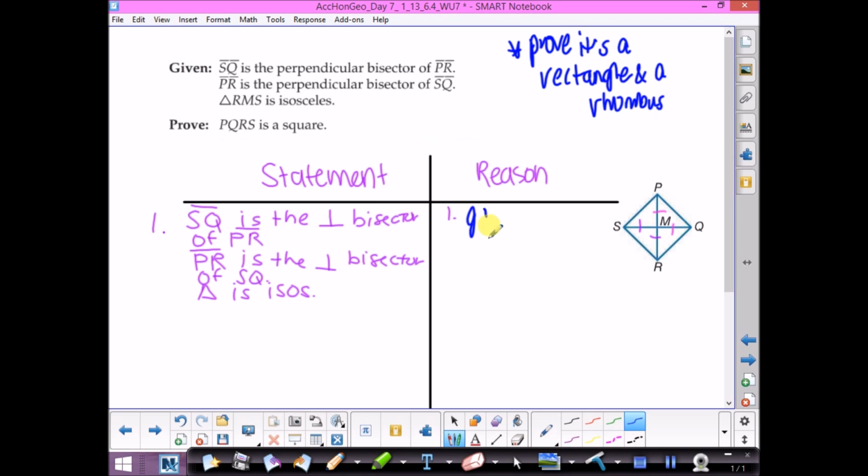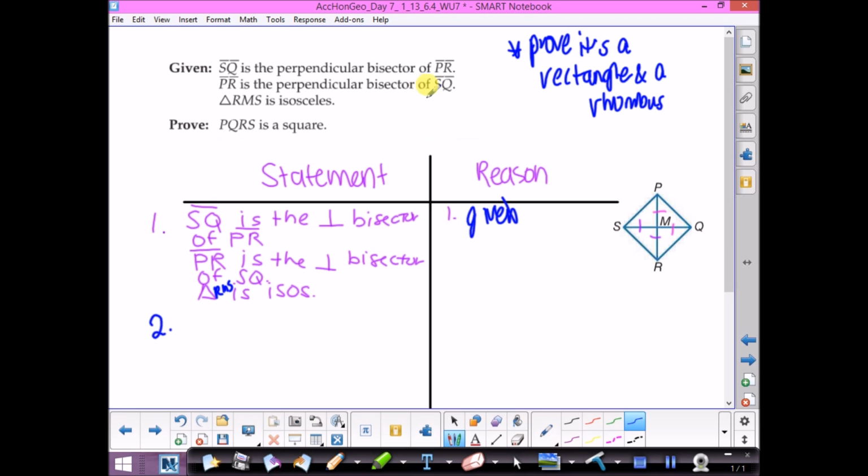So we know the first reason is the given, and we need to add the name triangle RMS is isosceles. So to prove that it's a rectangle, you would either have to prove that there are 4 right angles, which we don't know much about the angles, so that might be hard to do. We could prove that the diagonals are congruent, which would probably be easier. And then to prove that it's a rhombus is to prove that the diagonals are perpendicular. So let's start with proving that it's a rhombus, since that'll be easier to do.